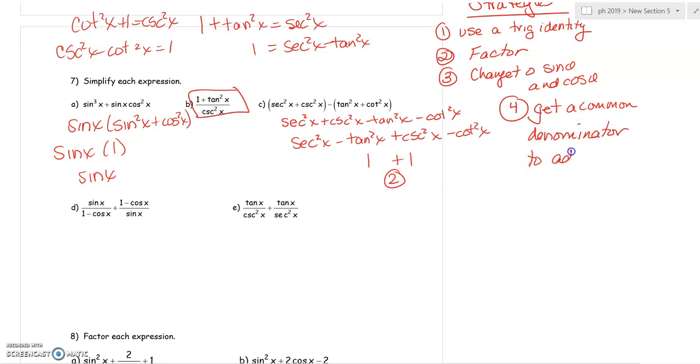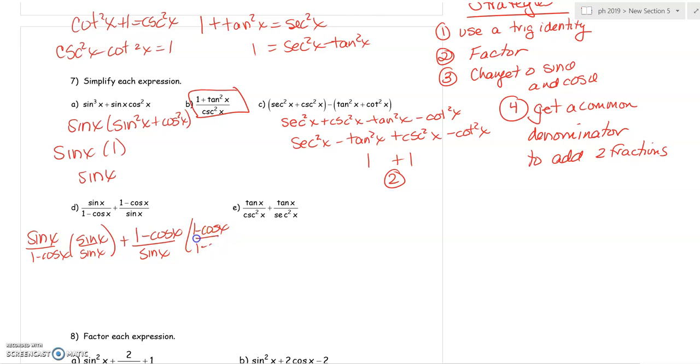So let's give that a try. So we have sine x over 1 minus cos x times sine over sine. Remember, you can multiply by a form of 1 whenever you want. We did not change the value by a form of 1. And over here, the second term I need to multiply by 1 minus cos x over 1 minus cos x. Now we have a common denominator.